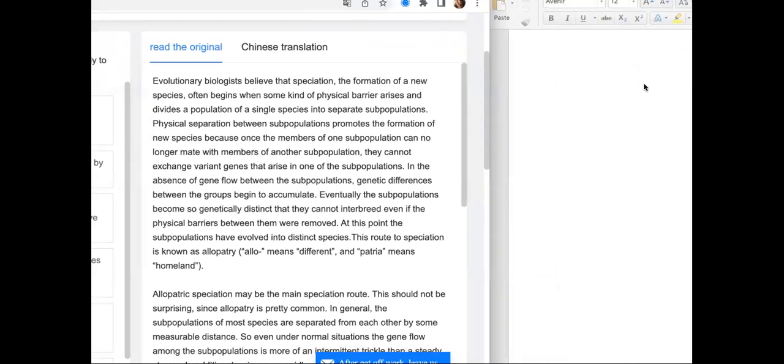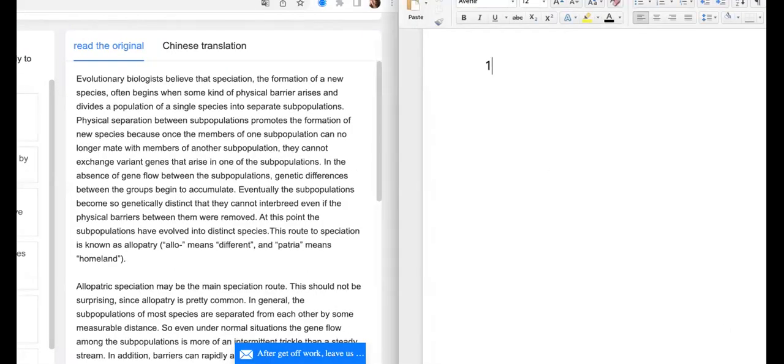So we'll take a look at this passage, and I've got my notes over here on this side. Evolutionary biologists believe that speciation, the formation of a new species, often begins when some kind of physical barrier arises and divides a population of a single species into separate subpopulations. That's a lot of stuff. So important words to write down: I'm going to write down speciation because that's the topic of the whole thing, right? New species begins when a physical barrier arises and divides the population. So we've got a physical barrier and it divides.